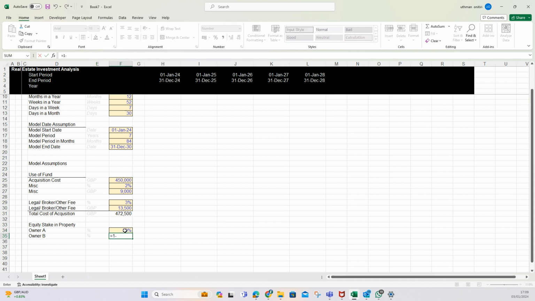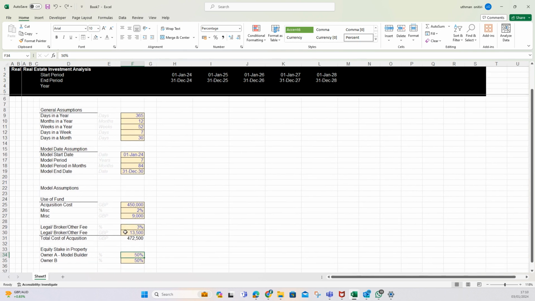And I like to automate this. So say 1 minus 50%. Let's assume owner A owns the model. Perfect. Now I decided to make this 1 minus 50 instead of having to add code just because of flexibility purposes. So as an example, if owner A reduces his stake to 30, automatically B owns 70. Very basic assumption, right? Good.